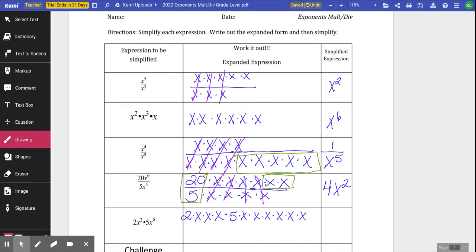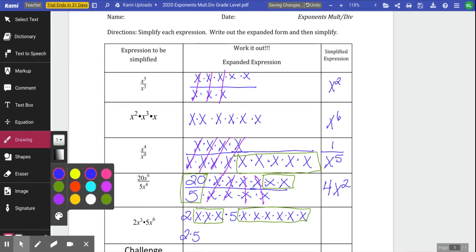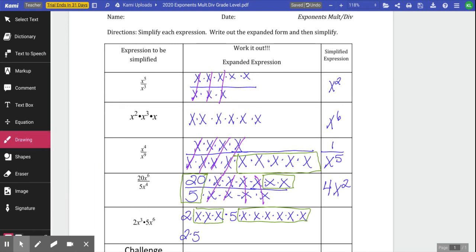Okay, I'm just going to rearrange this a little. I'm going to put my coefficients next to each other. And then if I look, I have 3 x's here, and I have 6 x's here. So in total, I have 9 x's. So I'm just going to write that as x to the 9th. And we know that 2 times 5 is 10. So we can write the simplified expression as 10 x to the 9th.